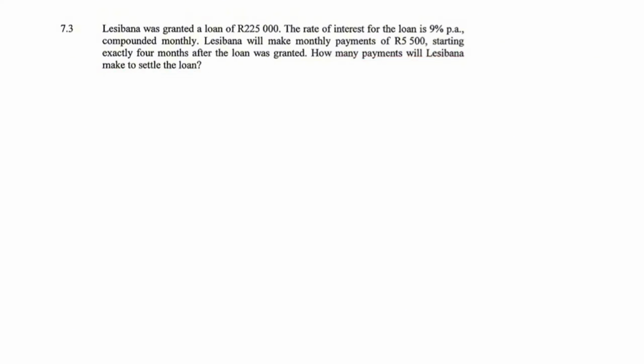So from the question, we know we are working with the P formula from our formula sheet. We have our interest rate of 0.09 divided by 12, so that is I. We have our payments, which is 5,500 Rand. And then we know the starting amount of the loan is 225,000 Rand. But the first payment was only made exactly 4 months after the granting of the loan. And we want to find the number of payments that we need to make. So let us start by writing down the correct formula from our formula sheet.